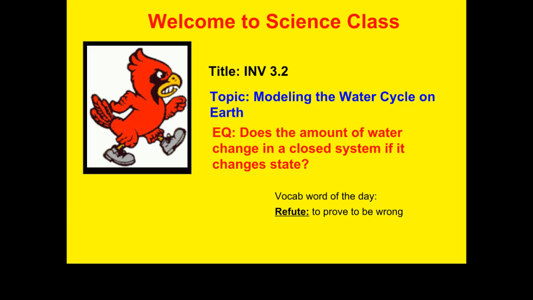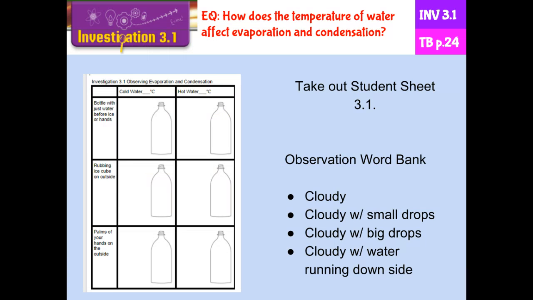Hello, Cardinals. We're going to talk about investigation 3.2 today, modeling the water cycle on Earth. And our essential question is, how does the amount of water change in a closed system if it changes state? And refute is a vocab word today. It means to prove to be wrong.